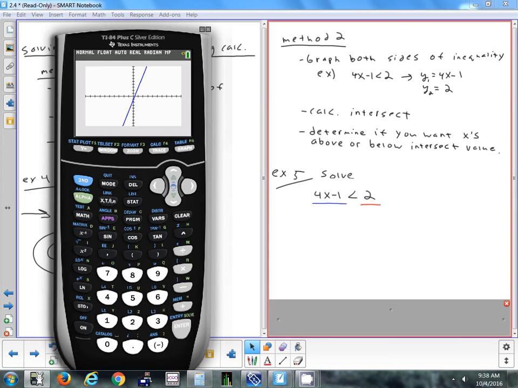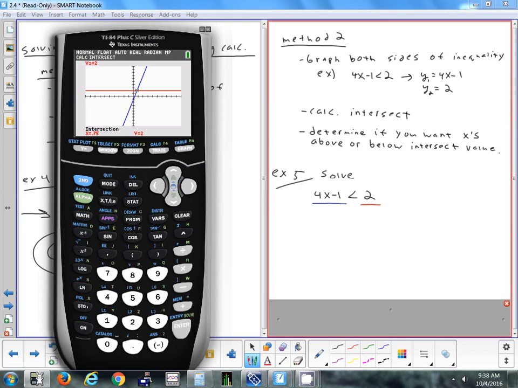Here's my blue. Okay, red one's going to come in. And the first thing I have to figure out is where these cross. And how do I do that? Yep, second calc, intersect. Pick a point on the blue line, the red line, do a guess. And it says they cross at 0.75.